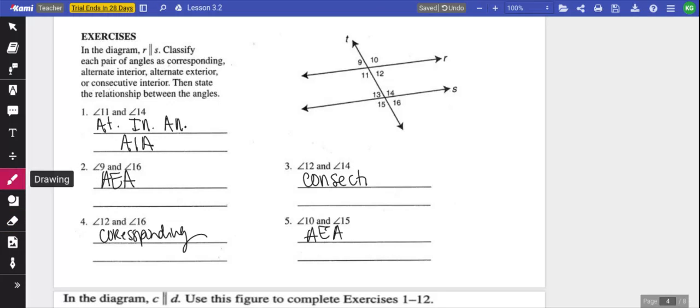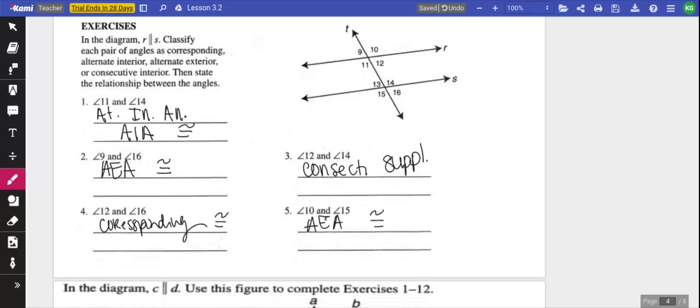Oh, and we have to tell what the relationship between the angles are. So 11 and 14, since they're alternate interior, are congruent. Alternate exterior are congruent. Corresponding are congruent. Consecutive ones are supplementary.